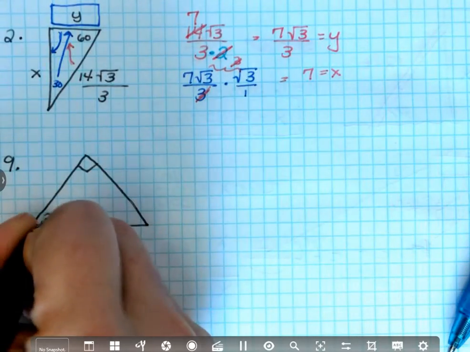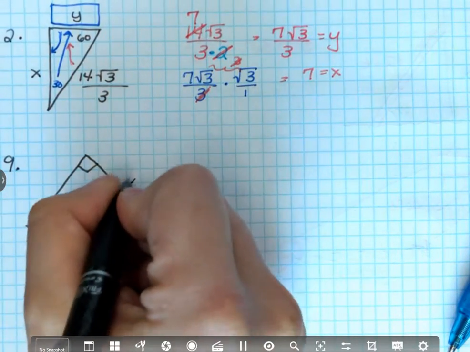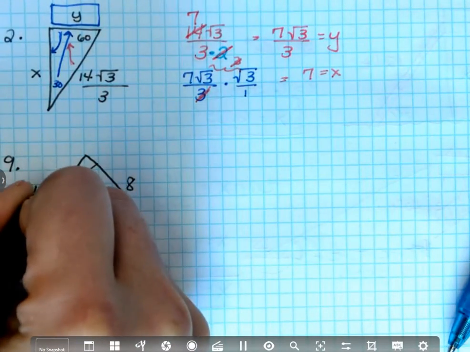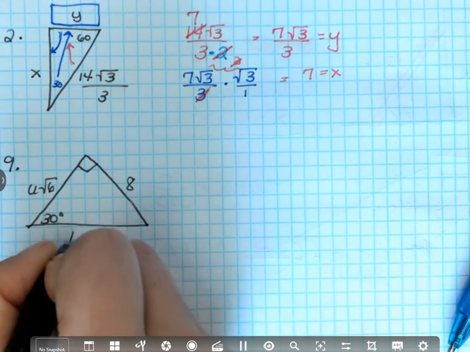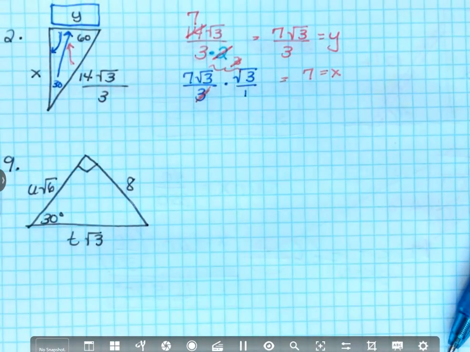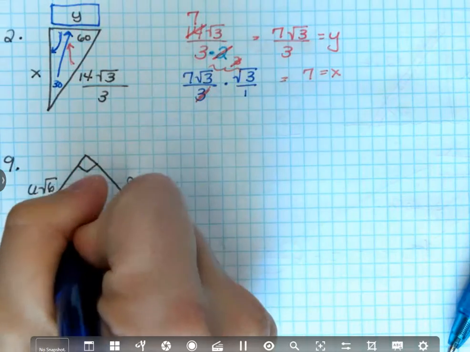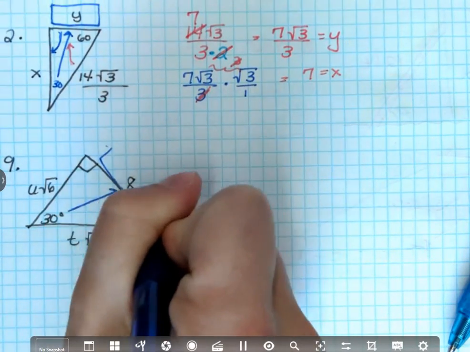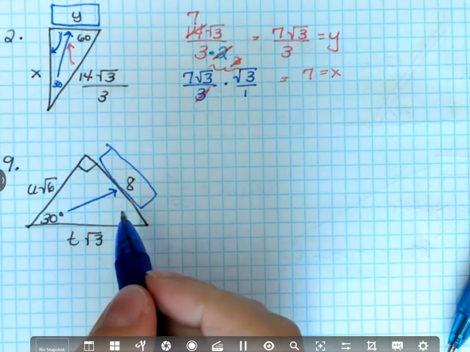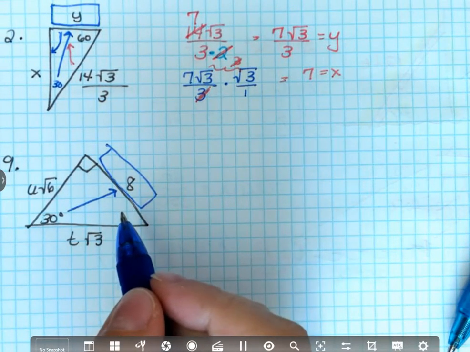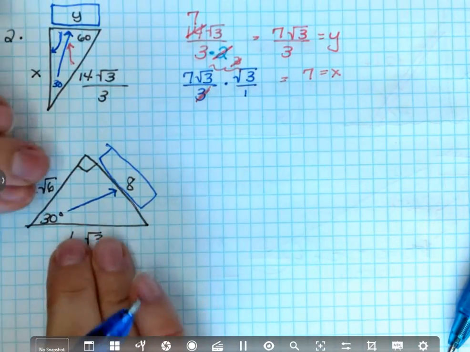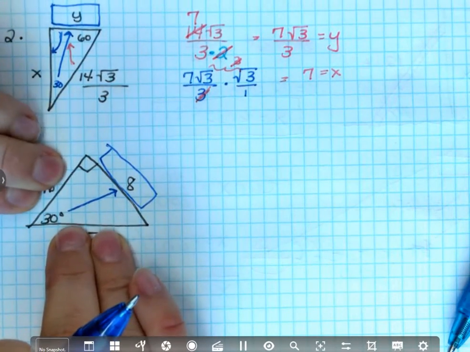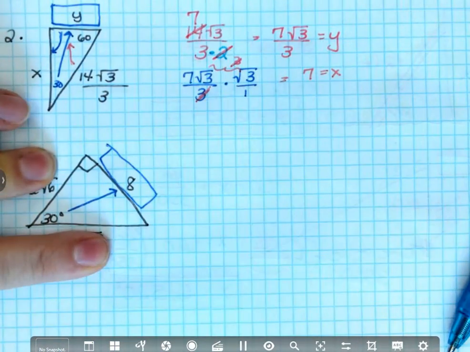Oh, that's 30. See, didn't even draw it to scale. That's okay. That's 8. It's u root 6. That's t root 3. All right, so if that is my shorter, smaller angle, that is my shorter side. That's the one I love, and that's the one they've given me this time. So I'm going to pretend this stuff is not there, just take it out of our frame of reference for a second.